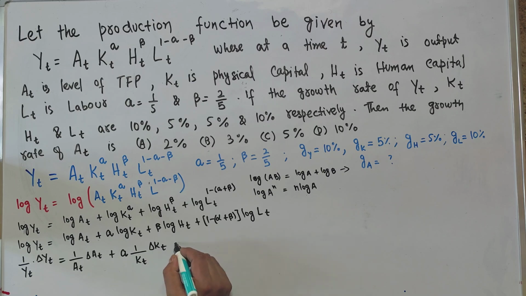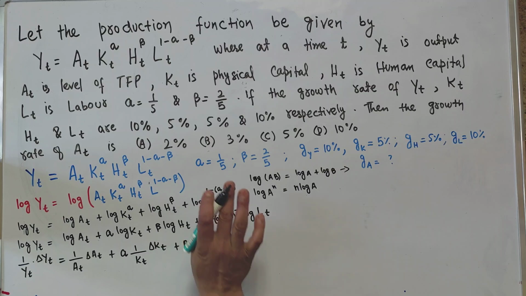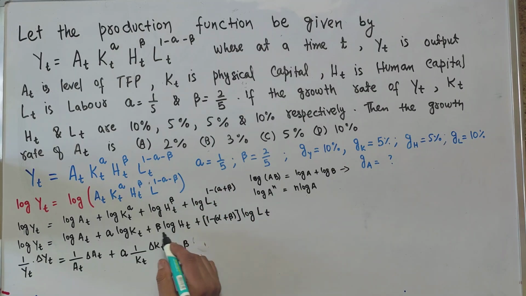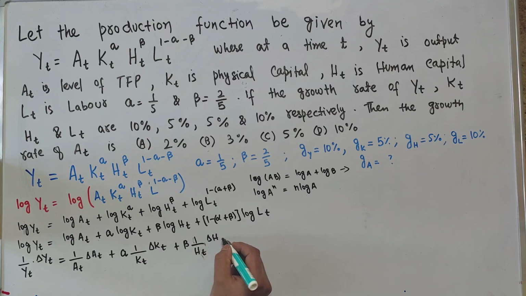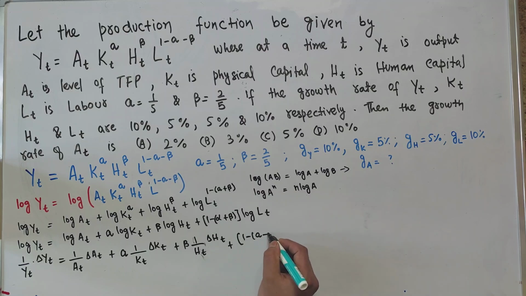Similarly, we have plus beta here. In the next term we have beta times the derivative of log H_t, which will be 1/H_t times dH_t. Plus here we have 1 minus alpha plus beta.